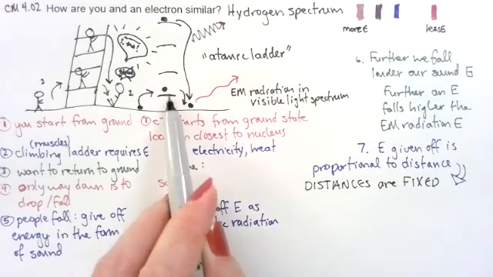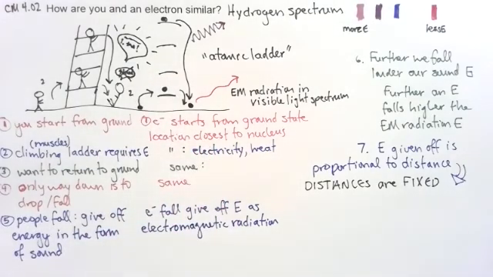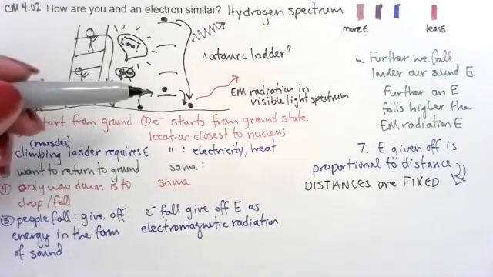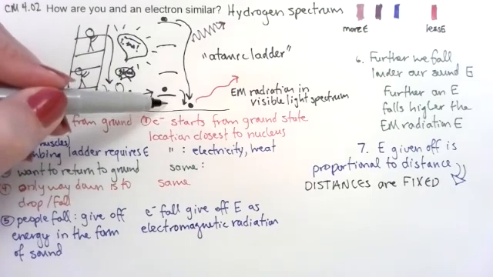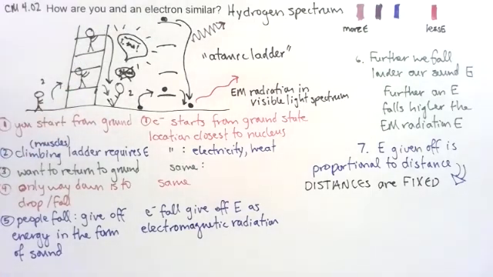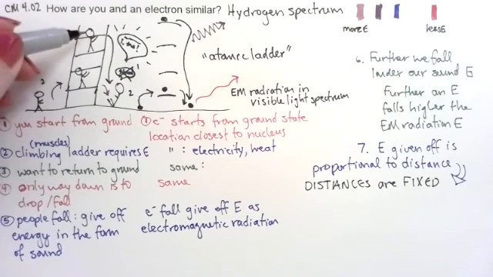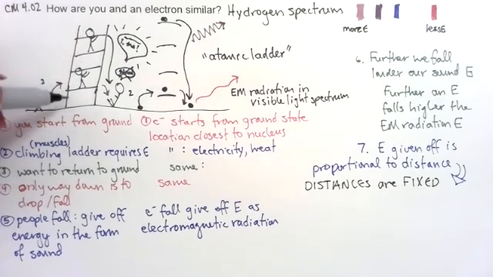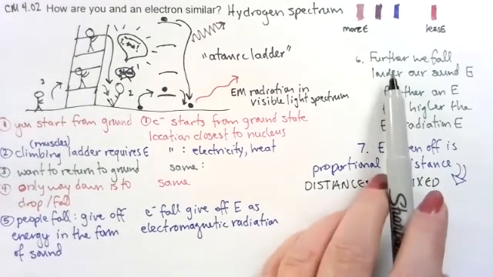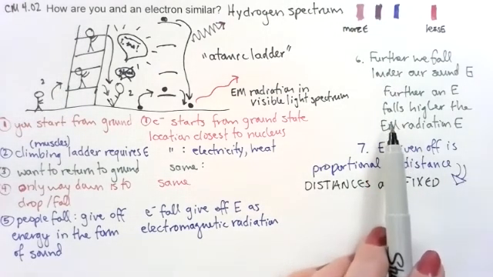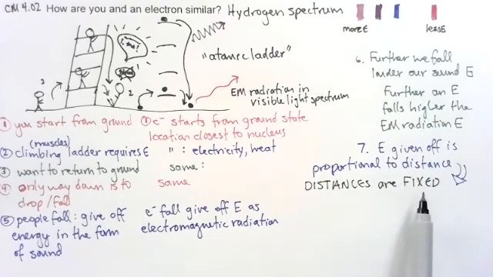If you put energy in, it's not like one of those bells at the fair where you hit it and the ringer goes up. It can only go up fixed levels. On a ladder, you can only climb on the rungs of the ladder. You can't put your foot between. So we've got 2 things: the energy given off is proportional to the distance, and the distances are fixed.